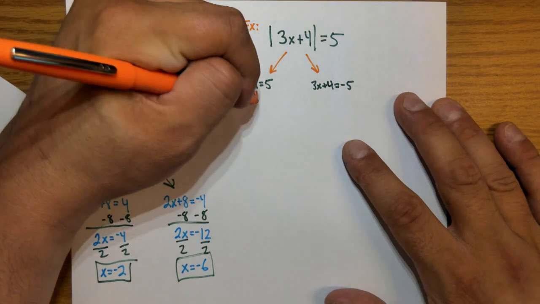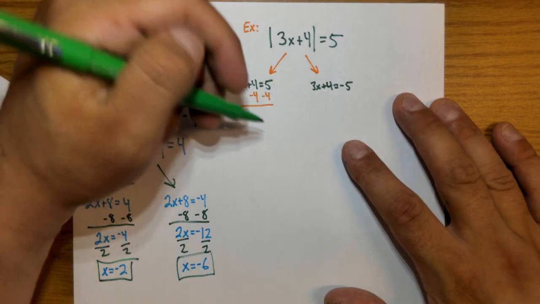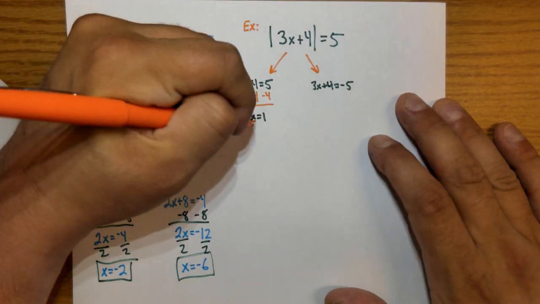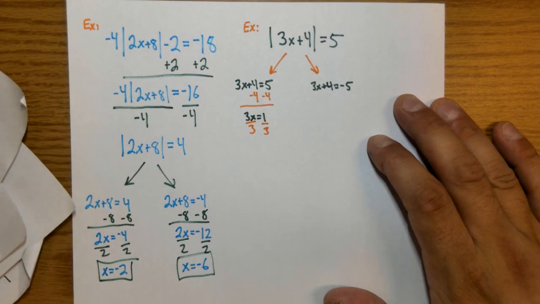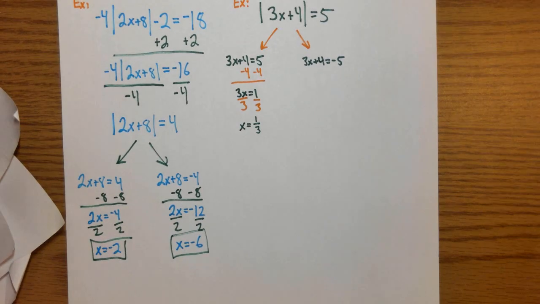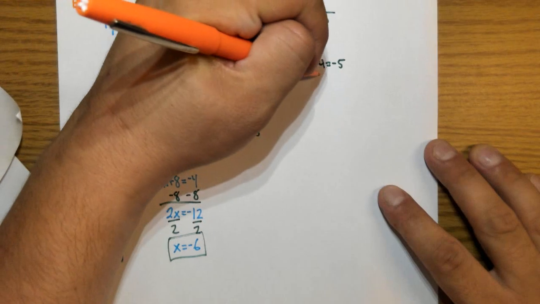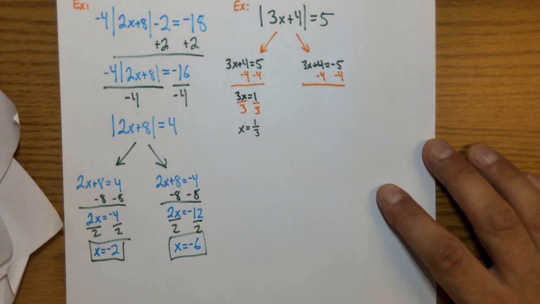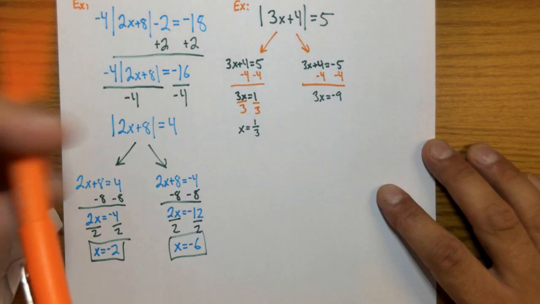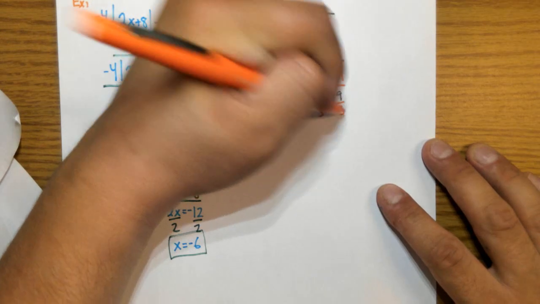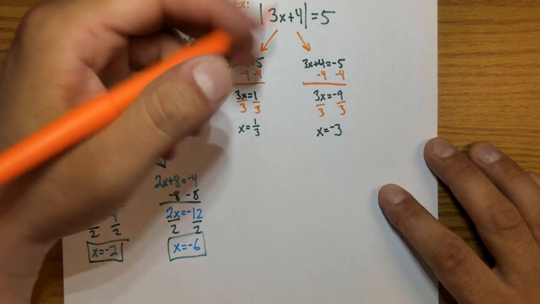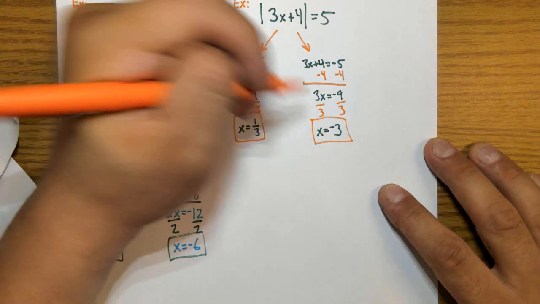Let's see, subtract 4. That'll give us 3x equals 1. Divide both sides by 3. And x is equal to 1/3. And then over here, same thing. We'll subtract 4 from both sides. So we have 3x is equal to negative 9. And then divide both sides by 3. So x equals negative 3. There we have it. Our two answers are 1/3 and negative 3.